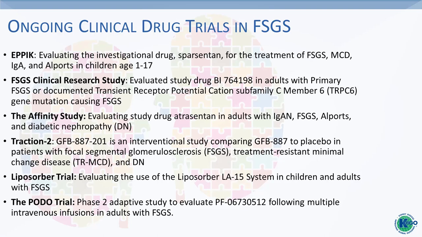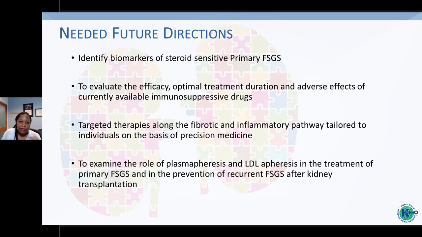with better treatments. So as we think about our need of future directions, it's going to be really important for us to identify biomarkers of steroid-sensitive primary FSGS. We want to be able to identify those patients that are going to respond to immunosuppressive therapies, or we hope they will. We need to better understand the efficacy, how long to treat our patients, understand the adverse effects of our already available immunosuppressive drugs. So even the ones that are out there and under frequent use, there's still a lot of information that we don't know.